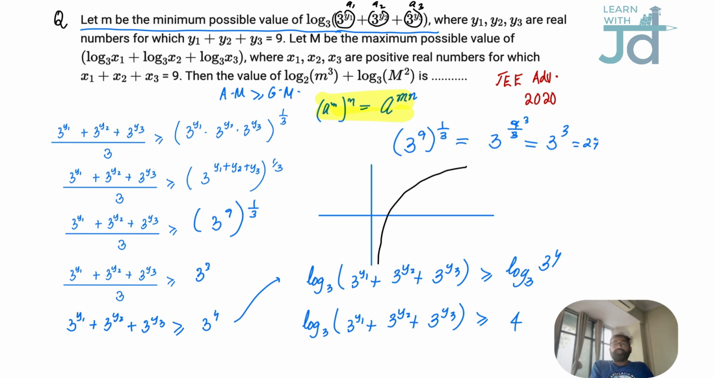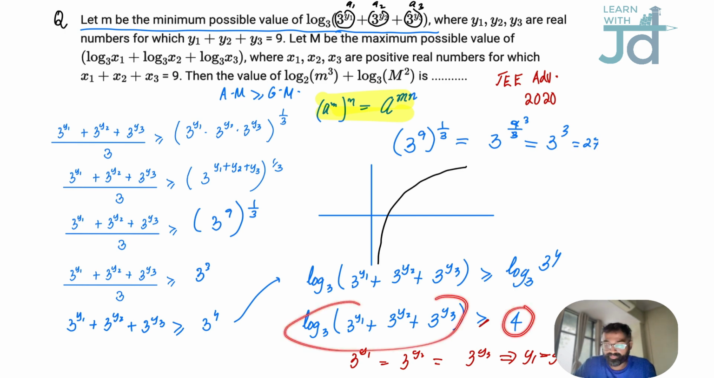Now we should also check one condition, that this inequality is valid or not. When will this equality get valid? This will hold if 3 raised to y1 is equal to 3 raised to y2 is equal to 3 raised to y3. This implies y1 is equal to y2 is equal to y3. मतलब जब y1 y2 y3 बराबर value है, same value, then this equality will hold. That means this value will exactly become 4.